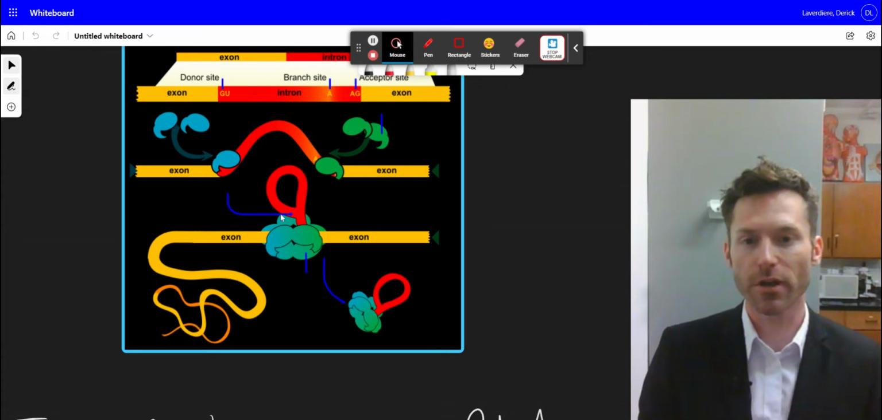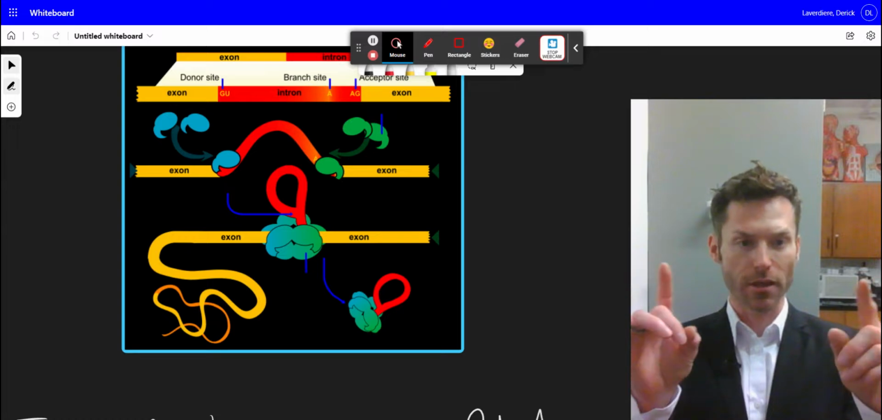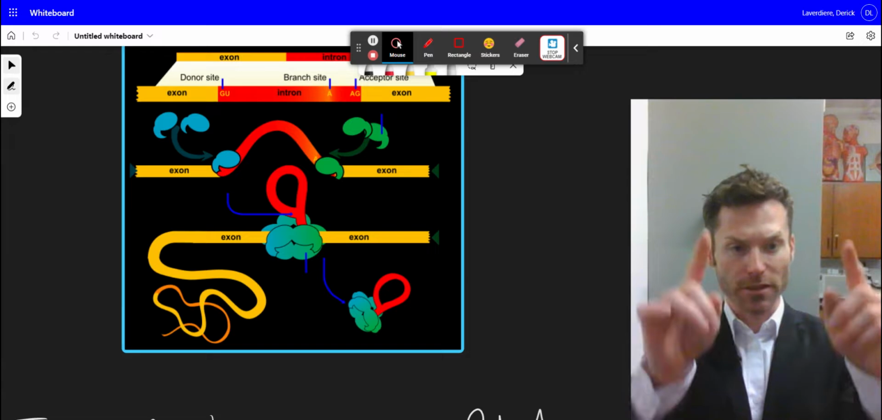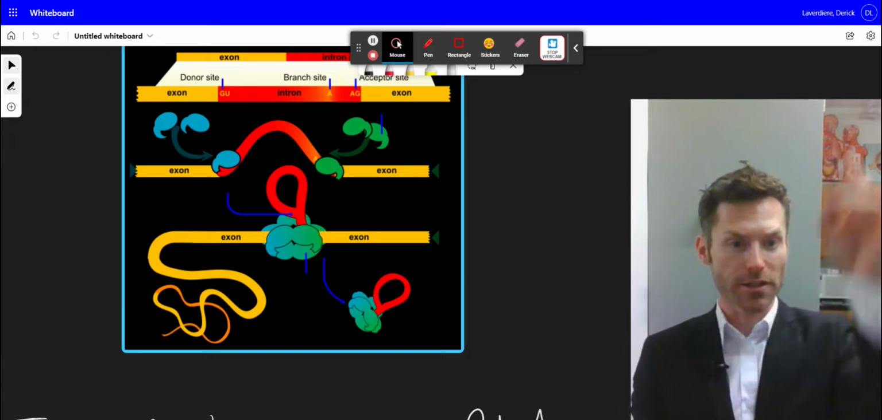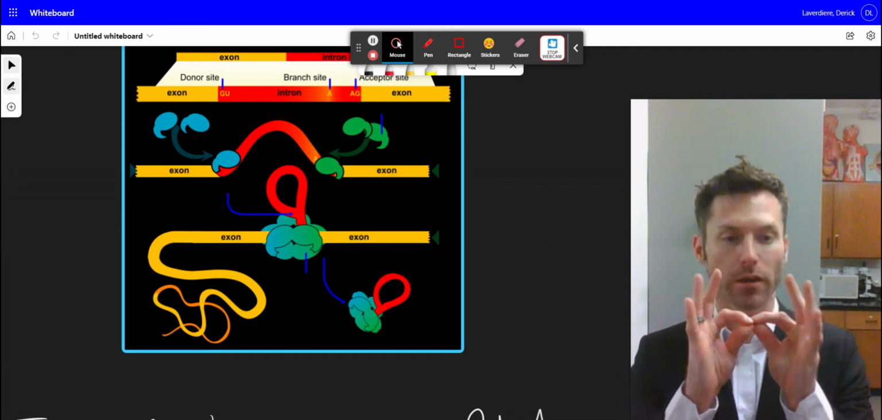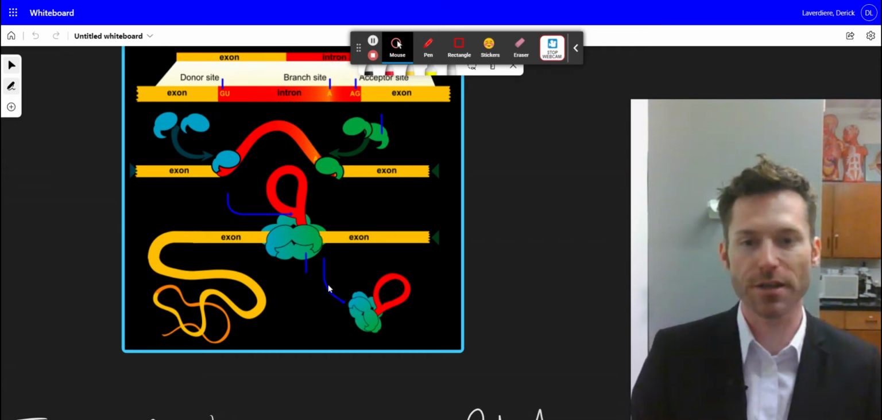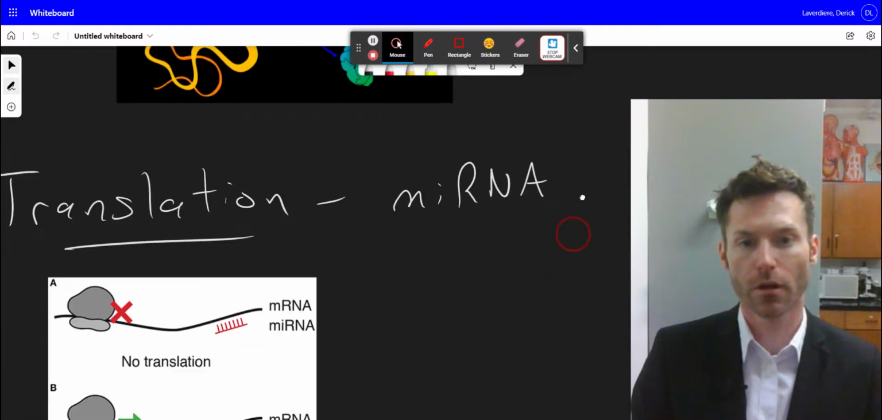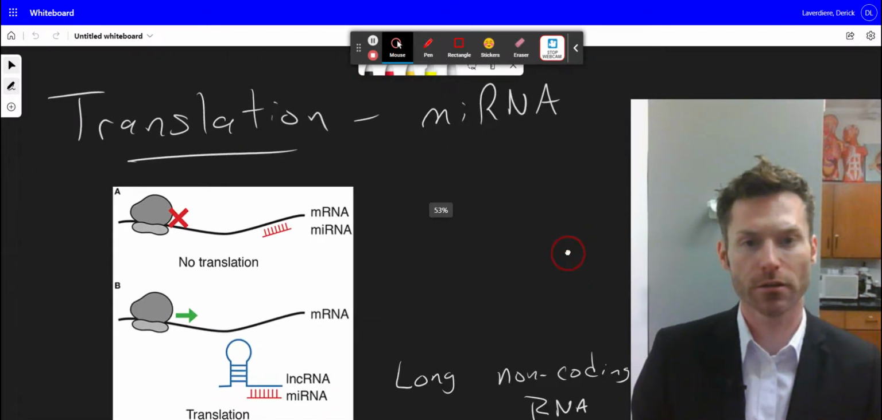Okay. And so what it does is it takes the front of the intron and the back of the intron and it pinches them together, makes a big loop of the intron, and it just cuts that loop off. And then the exons are shoved together. Okay. And after splicing, we have our mRNA, which moves us into translation, right?